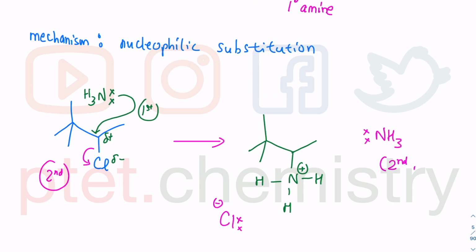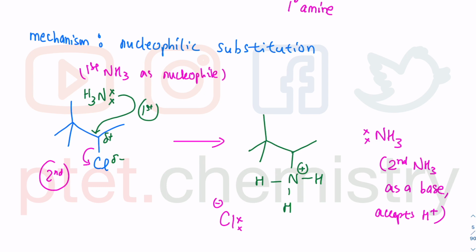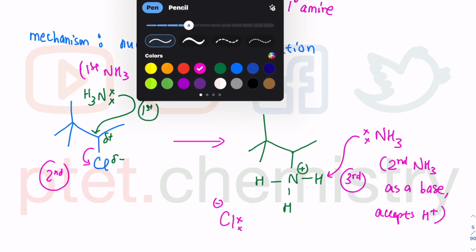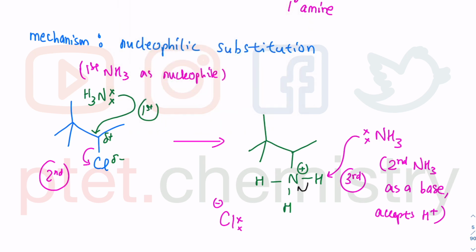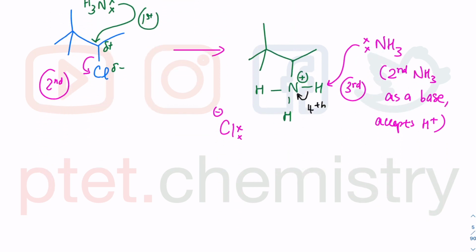So this is the second NH3 as a base. What is a base? It accepts H+, it is a proton acceptor, whereas this first NH3 as a nucleophile attacks the carbon with the delta plus charge there. So what does the base do? The base will attack a H+, so there's a third step there, and then it will give back the lone pair onto the nitrogen. So from the covalent bond, giving back 2 electrons to the nitrogen, and just like that, it will have formed the amine product.